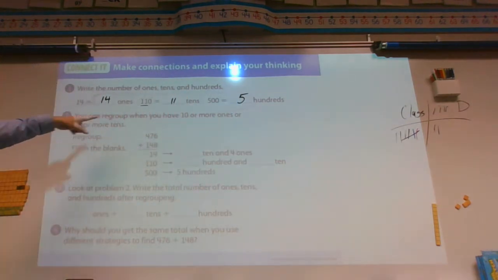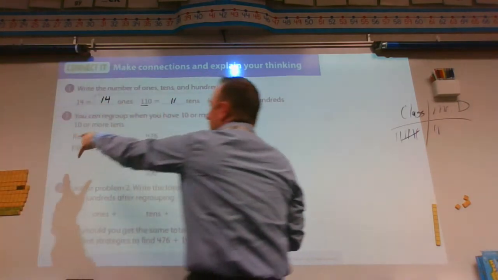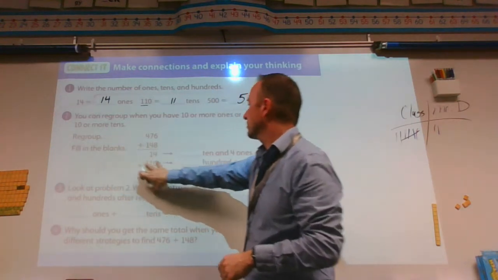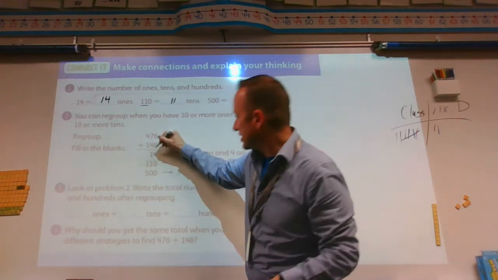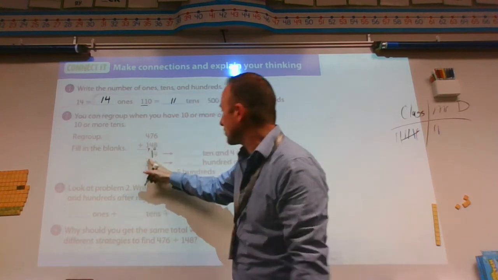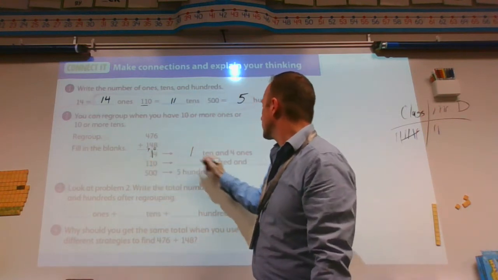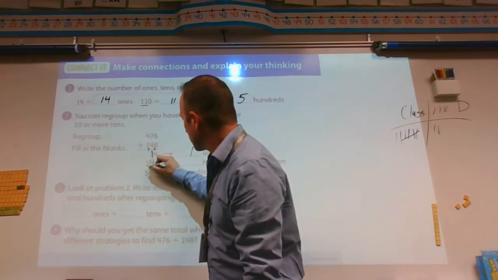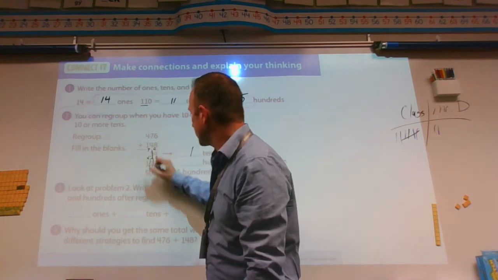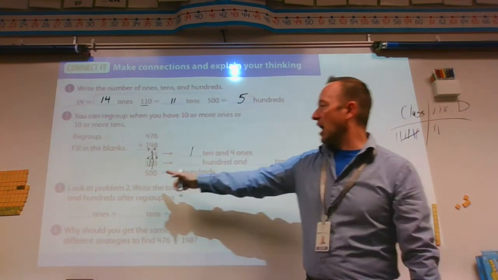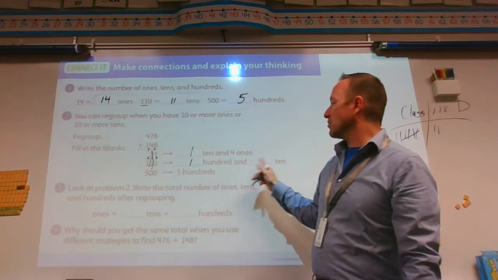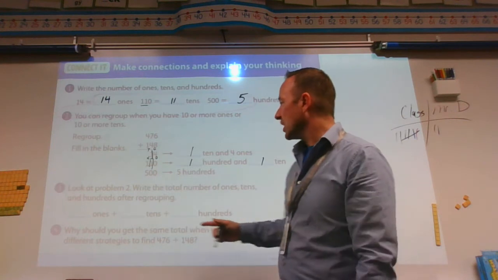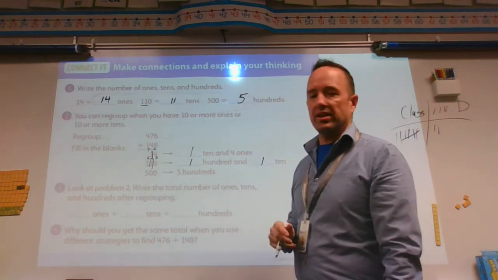All right, you can regroup when you have 10 or more ones or 10 or more tens. So let's go and take a look at this. Regrouping. We have 14. Well, let's look at place value. Ones and tens, right? This is a 10. So we have 1 ten and we have 4 ones. Okay, again, we're going to do our place value. Ones, tens, hundreds. So we have 100 and 110. We have 0 ones. And we have 500s.